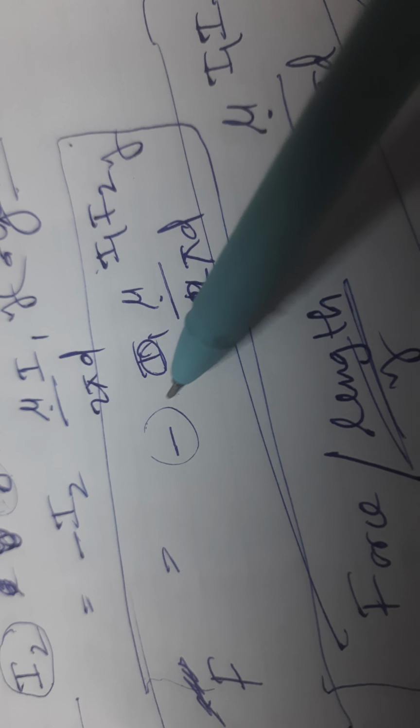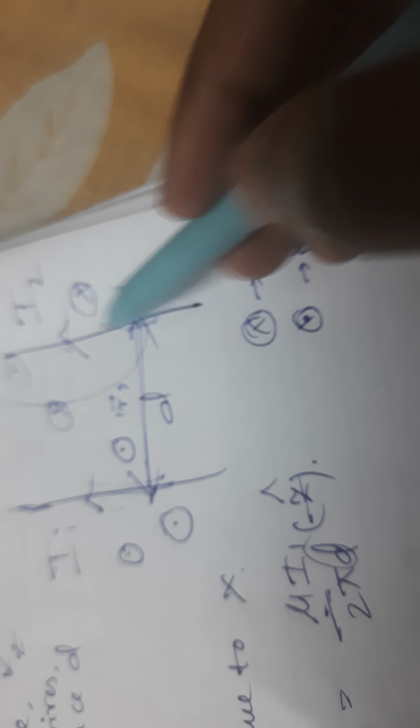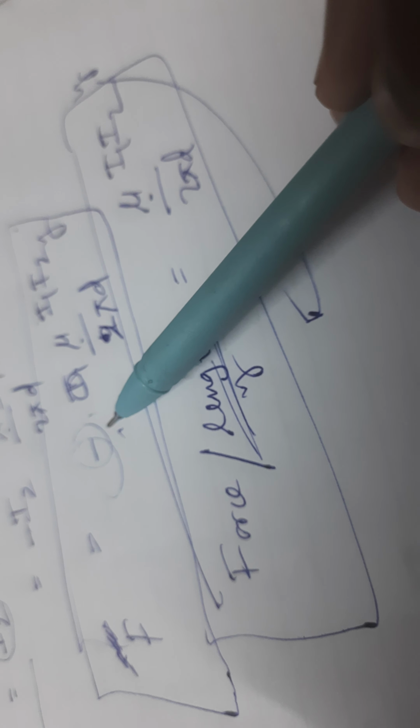If you are asking about this minus, it varies, because if these two currents are in the same direction, then they will attract each other, and that causes this minus sign. If they are in opposite directions, then they will create the positive sign. So if the currents I1 and I2 are in opposite directions, they result in this one, and if they are in the same direction, they result in this one.